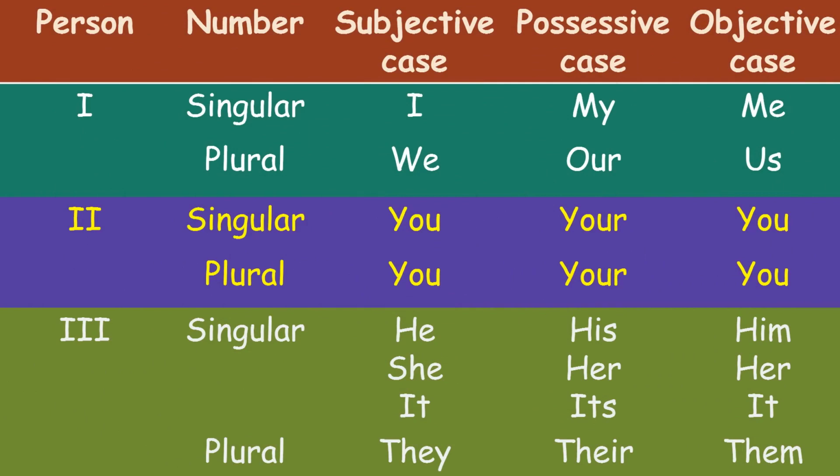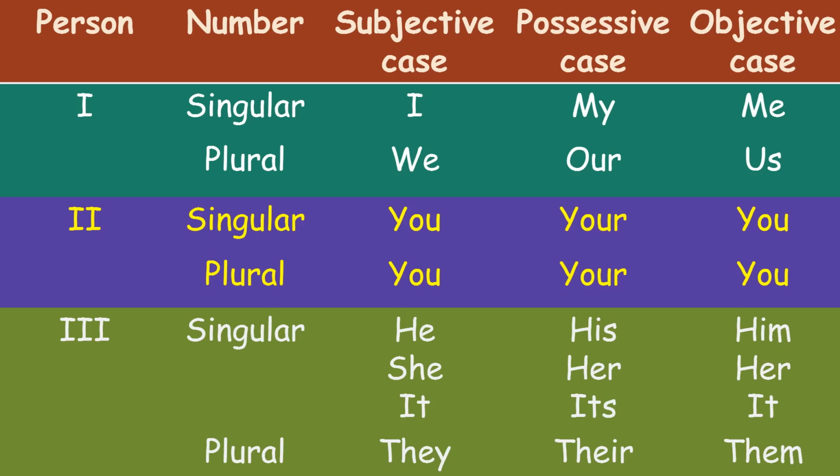So persons, number, subjective case, possessive case, objective case. These are the pronouns you must follow. And the second step, you must change the pronouns in the sentence. We, in the sense, you must change to they, right? So these are the pronoun changes here.